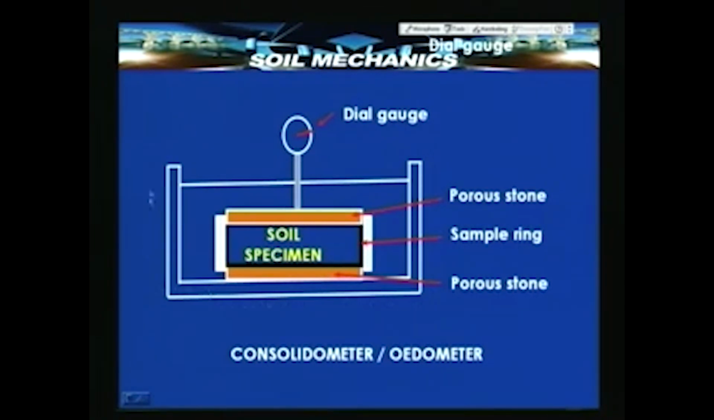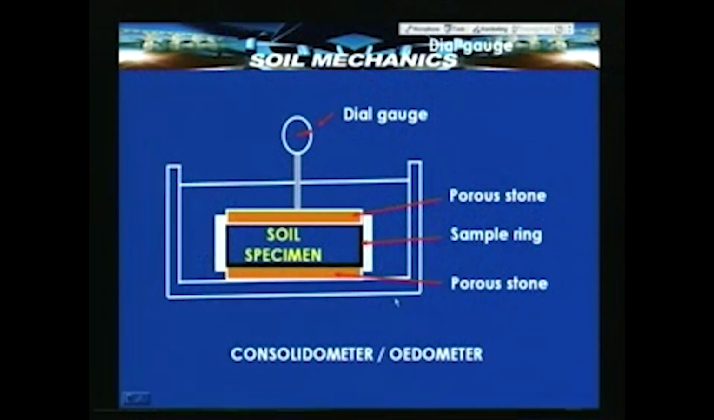There is a container within which there is one porous plate and then a sample ring. This white one is a ring in the annular space. Inside the ring there is a ring like specimen, a cylindrical specimen of known height, usually 25 mm is kept, and above that again there is another porous stone, and the whole thing is kept in water. This entire container is later on filled with water.